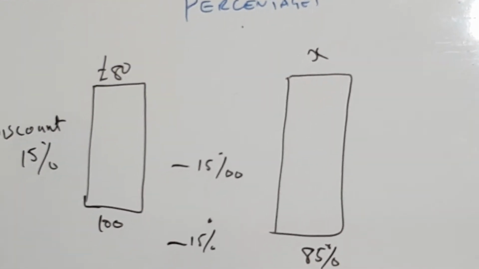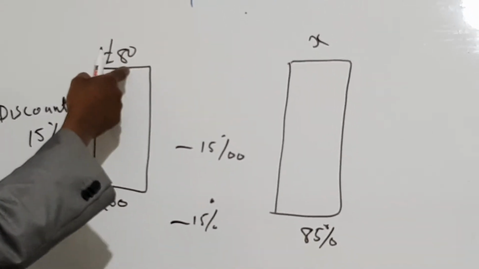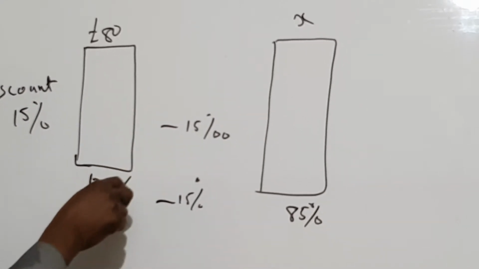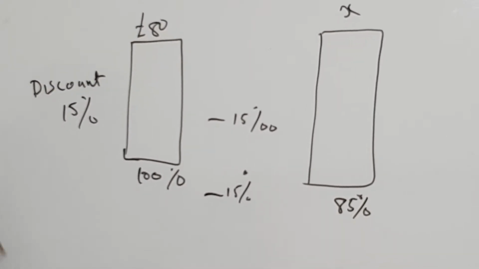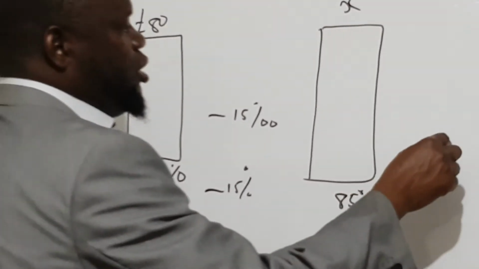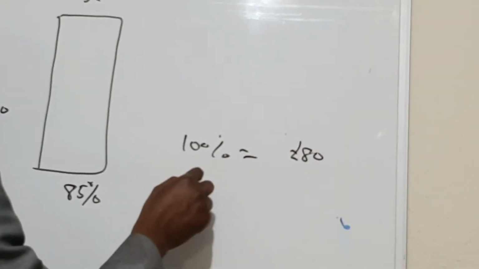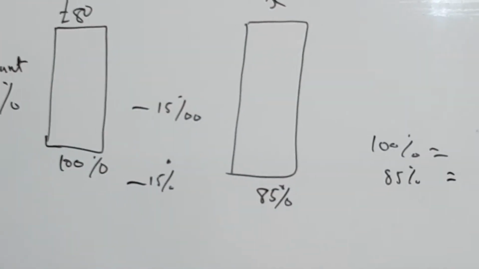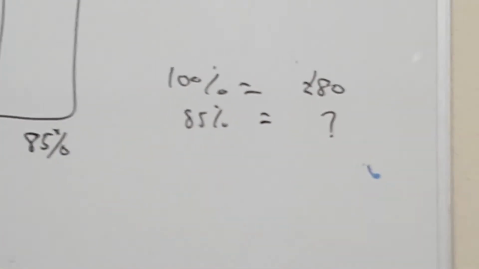Now this is what we want to find. In terms of value, 100% is equal to £80. What will 85% be? Just like simple proportion. 100% is equal to 80 pounds. What is 85%? It is the one we don't know. This is the next topic, basic proportion. The one you don't know is 85%.